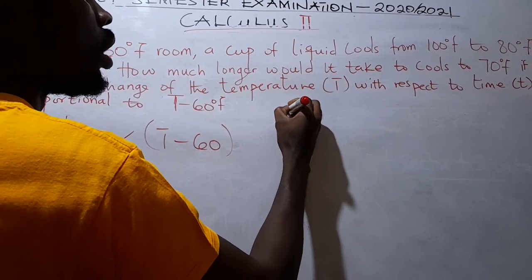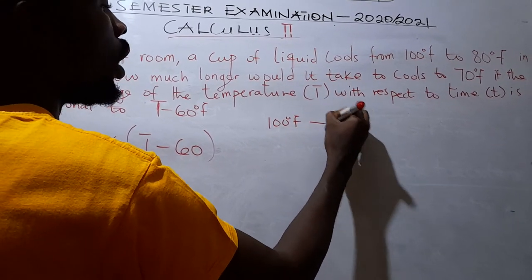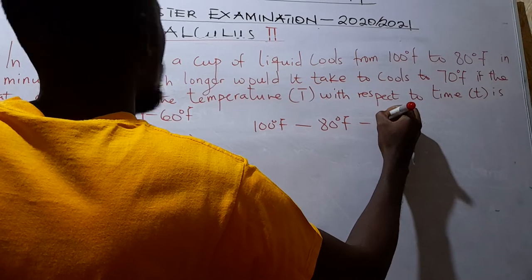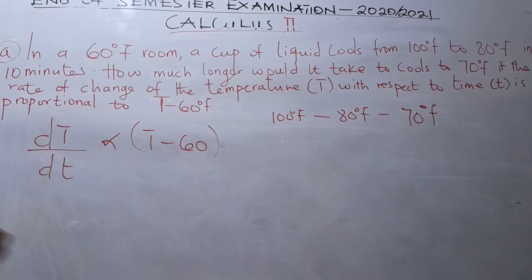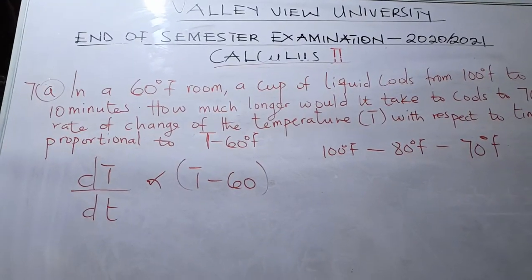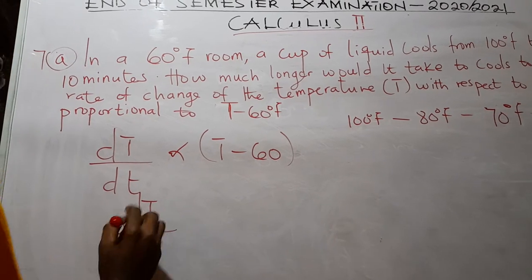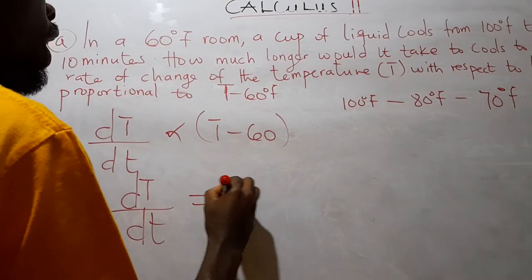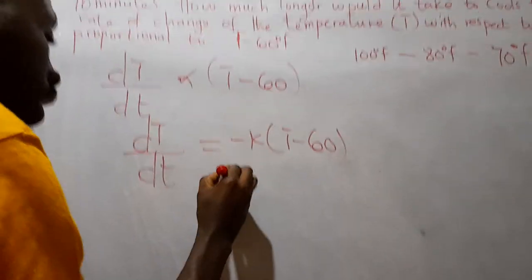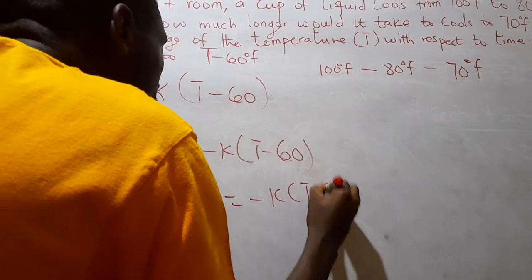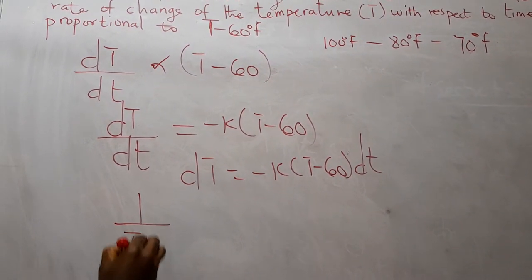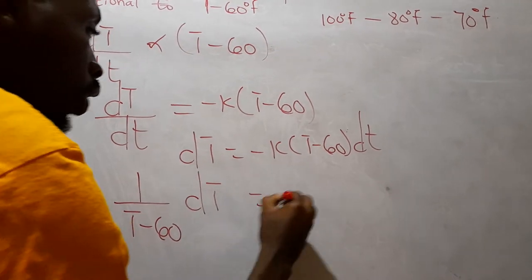Directly proportional. So see, the 100 degrees Fahrenheit liquid cools to 80 degrees Fahrenheit, and that cools to 70 degrees Fahrenheit. So we realize that the temperature is decreasing. So we say that the constant of proportionality is negative. Then we can say that dT over dt will be equal to negative k times (T minus 60). So how do we solve this? We can say dT is equal to negative k (T minus 60) dt. We can divide both sides by T minus 60. So we're going to have 1 over (T minus 60) dT equal to negative k dt.